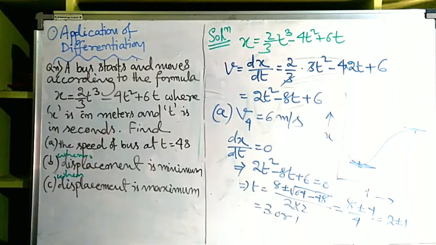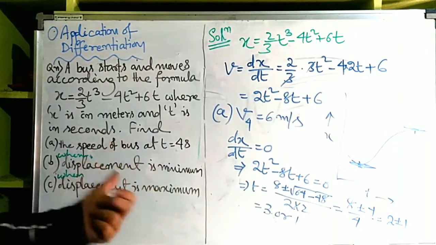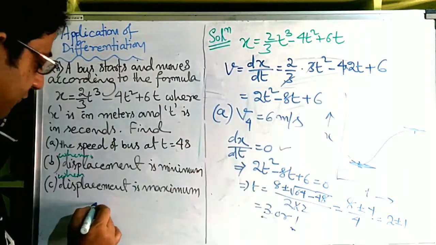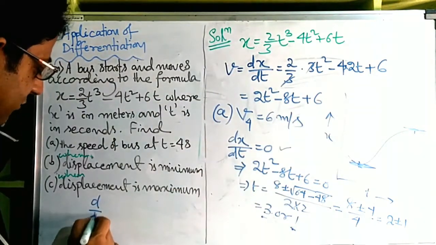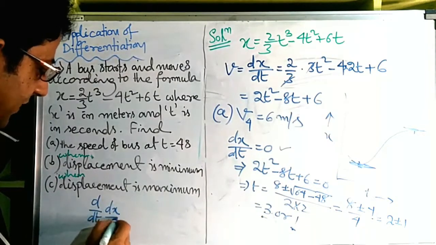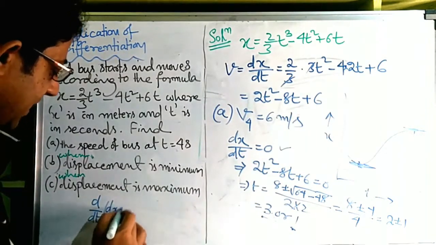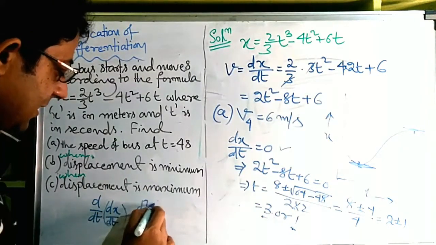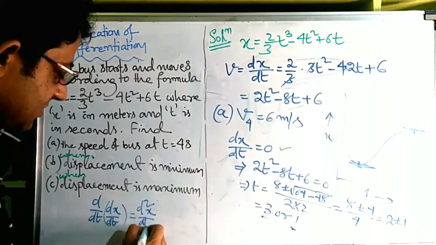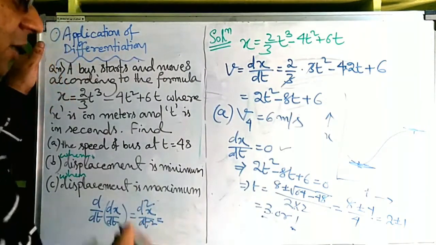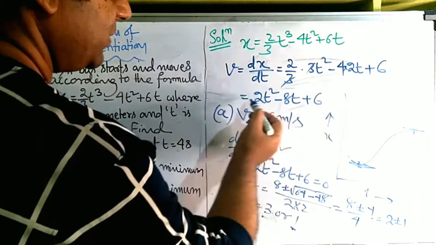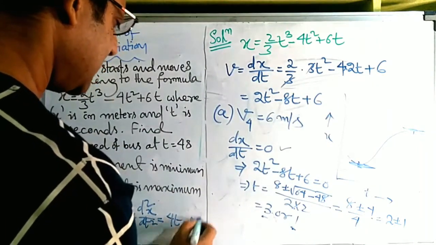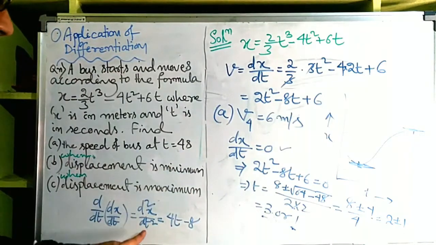Now we have to find out when displacement is minimum and when displacement is maximum. The trick for that is we have to find one more derivative with respect to time of dx by dt. Dx by dt's differentiation with respect to time, again we will find out. That is nothing but d square x by dt square. It is the mathematical style of writing it. Now find the differentiation with respect to t again of this, that is 4t minus 8, right? Now this is d square x by dt square.